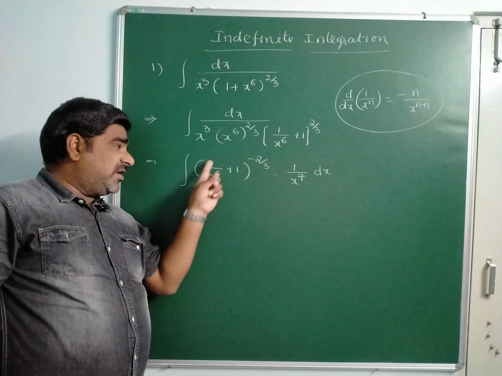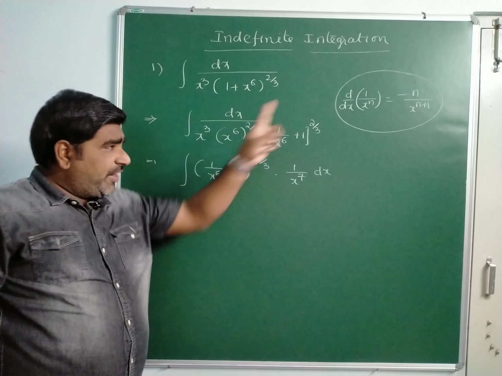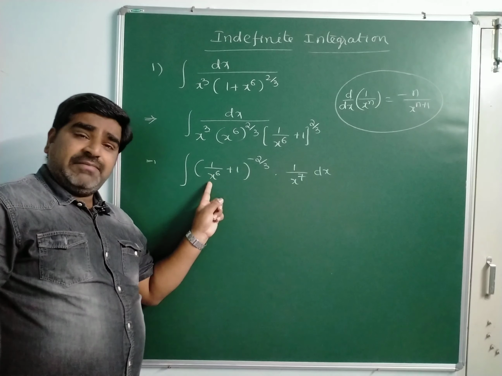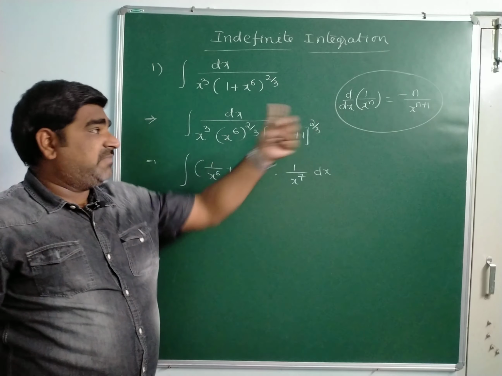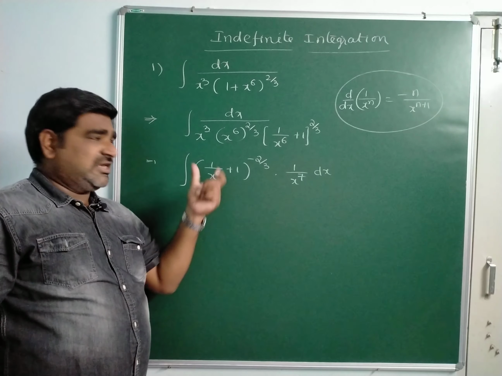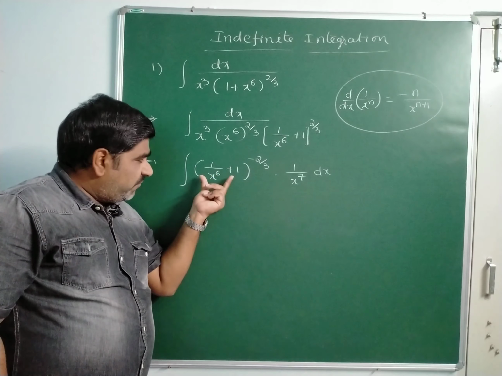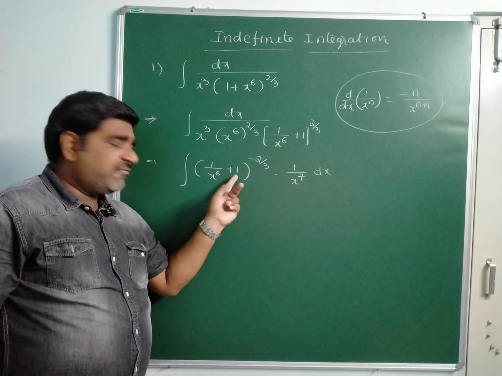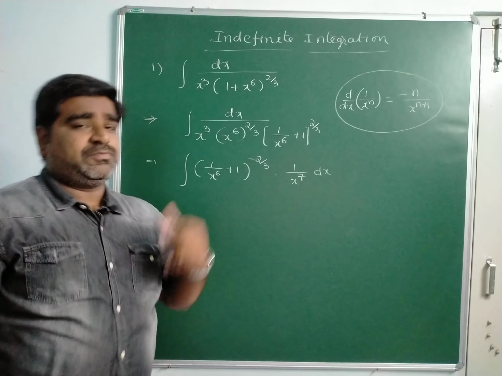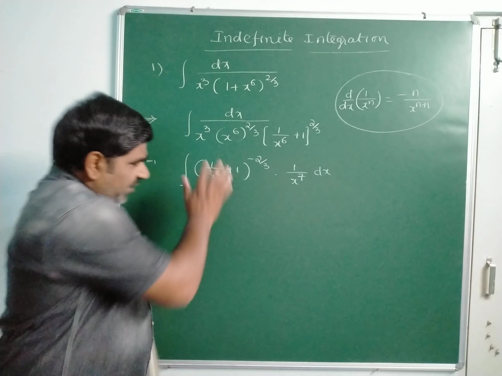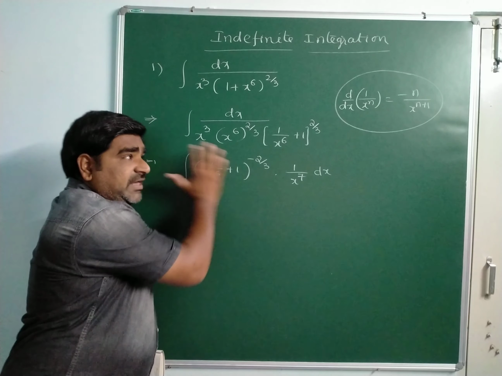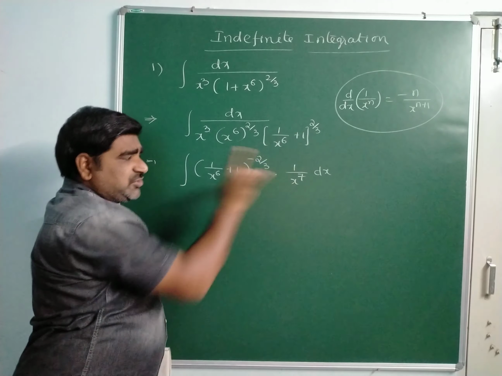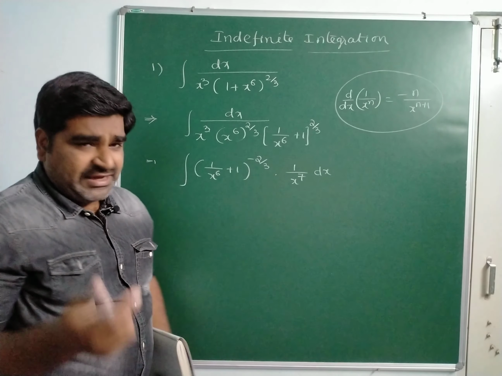What is the derivative of 1 by x to the power of 6? According to that formula, the derivative of 1 by x to the power of 6 is minus 6 by x to the power of 6 plus 1, which is x power 7. And of course the derivative of 1 is 0. So the derivative of this inner term is minus 6 by x to the power of 7.